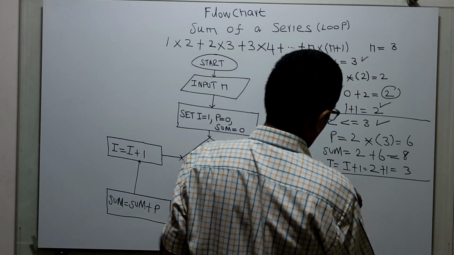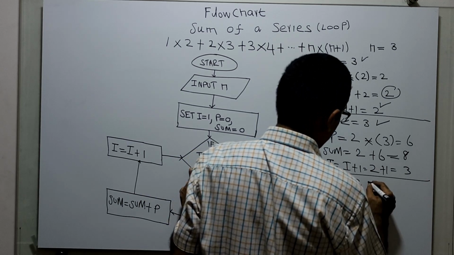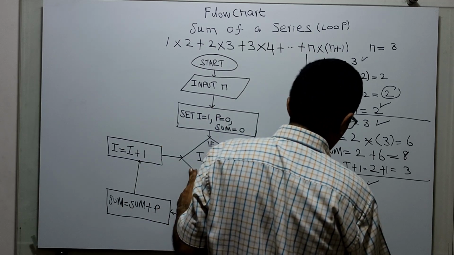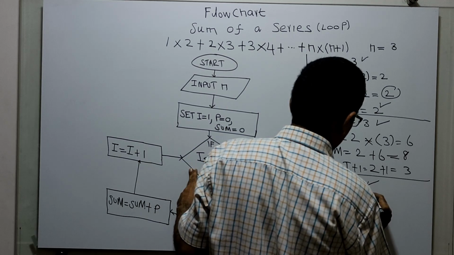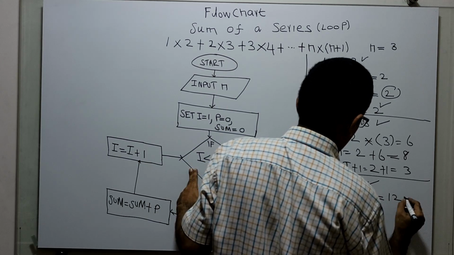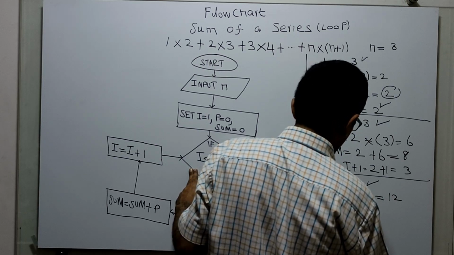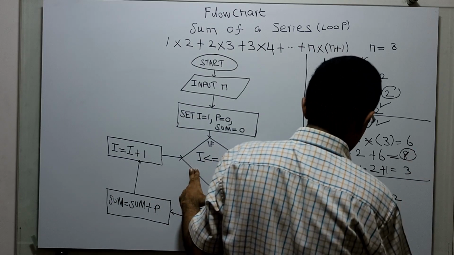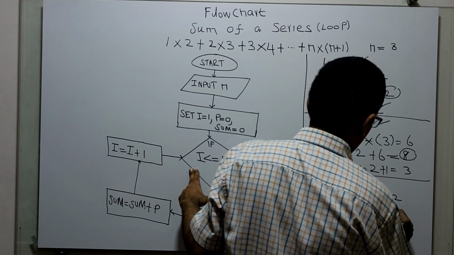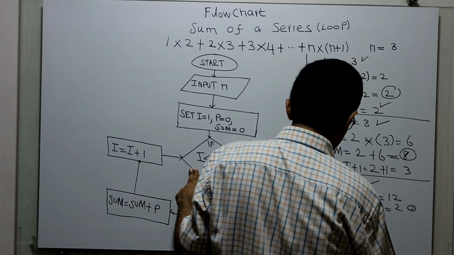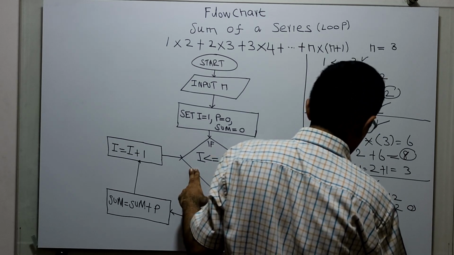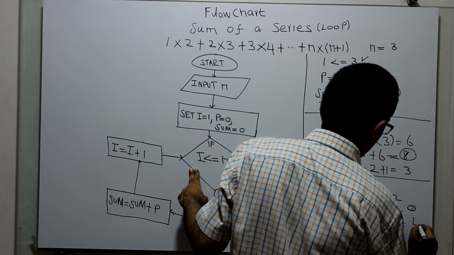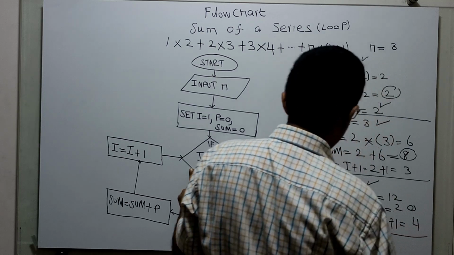Next iteration, checking the condition. 3 less than or equal to 3. The condition is less than or equal to, so the condition is true. P equal to I value 3 multiplied with 3 plus 1, which is 4, which is equal to 12. Sum equal to the existing value of sum, which is 8. 8 plus P value 12 is equal to 20. I am incrementing I equal to I plus 1, that is the existing value of I, 3, plus 1 equal to 4. I am checking a condition.